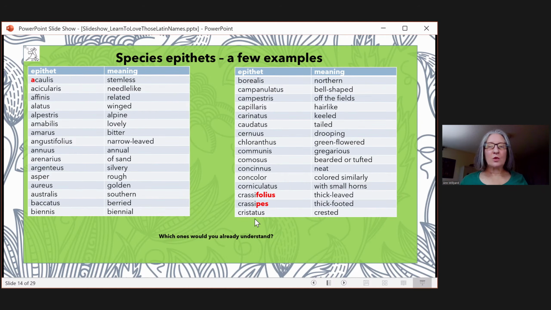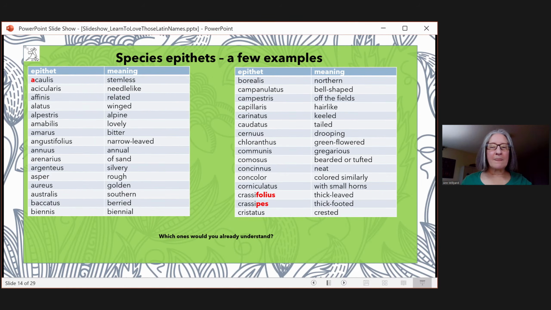Another thing is that you will start to build these up in your vocabulary. So for example, once you learn that crass means thick, and we use the word crass in English for lots of tacky things, crassifolius is thick-leaved. Crassipes, pes is one version of foot, of ped, of foot. So you will build on these.